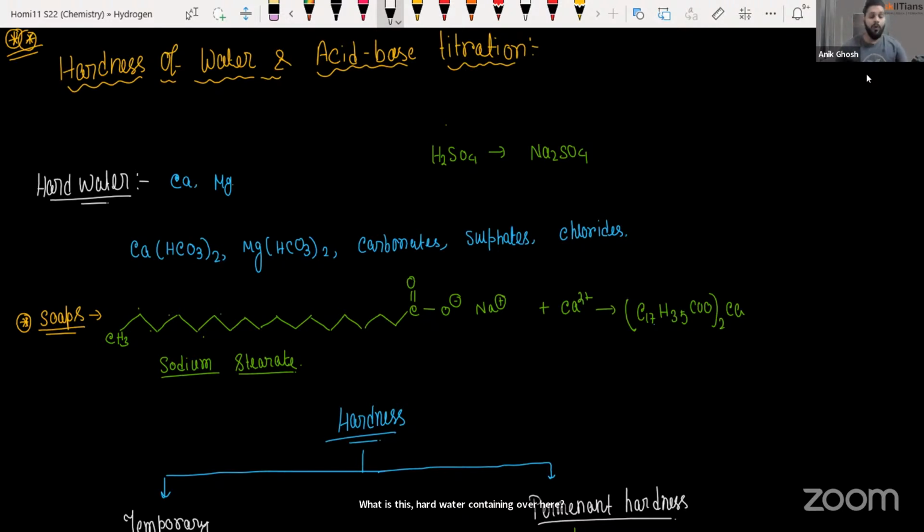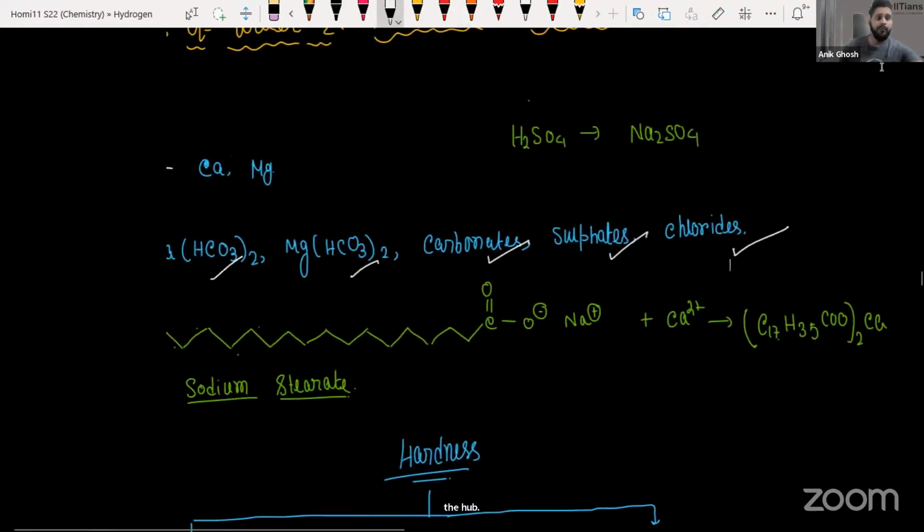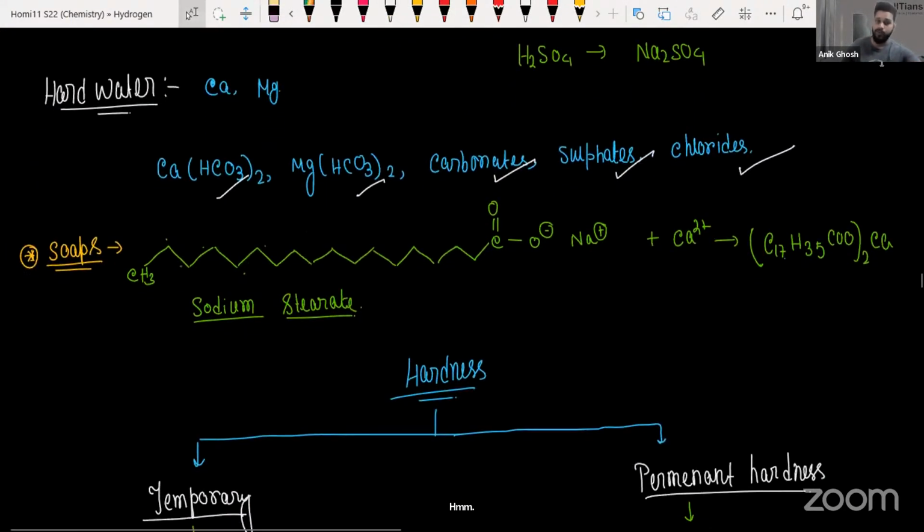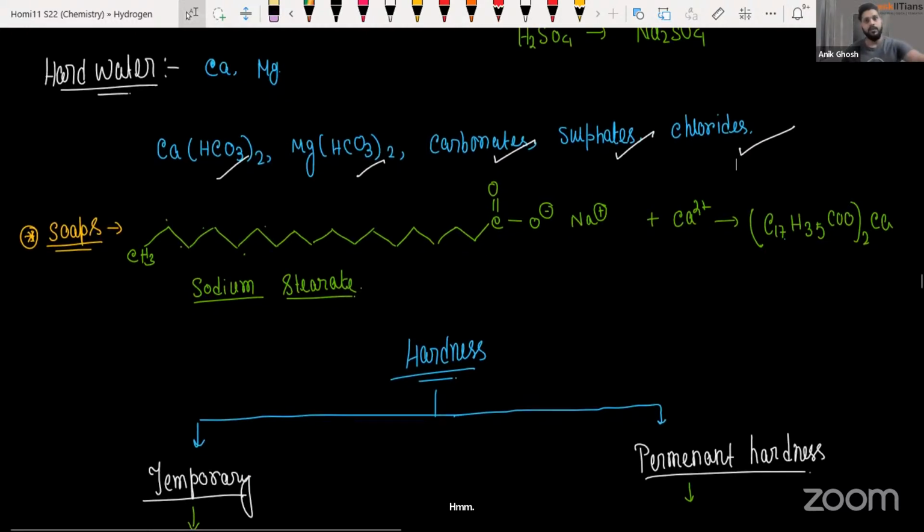So here, what kind of waters are known as hard water? As you can see here, when you have calcium and magnesium salts in your water. Now, what kind of salt? It can be bicarbonate, it can be carbonates, it can be sulfates, it can be chlorides. Any kind of salt of calcium and magnesium would give you hard water. So bicarbonate, sulfates, carbonates, and chlorides. These four.